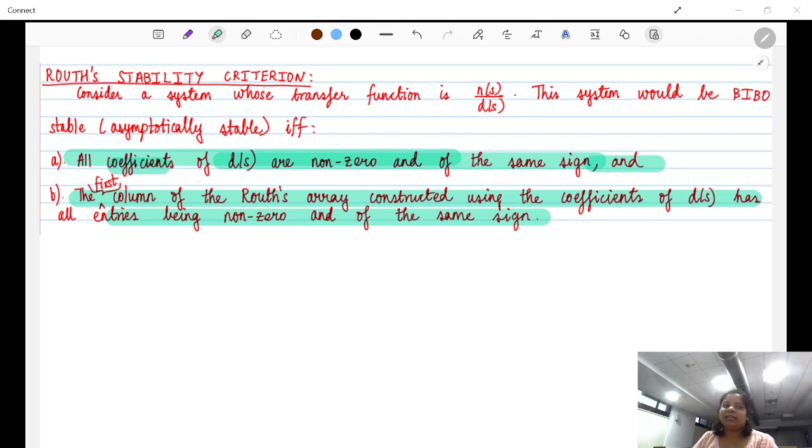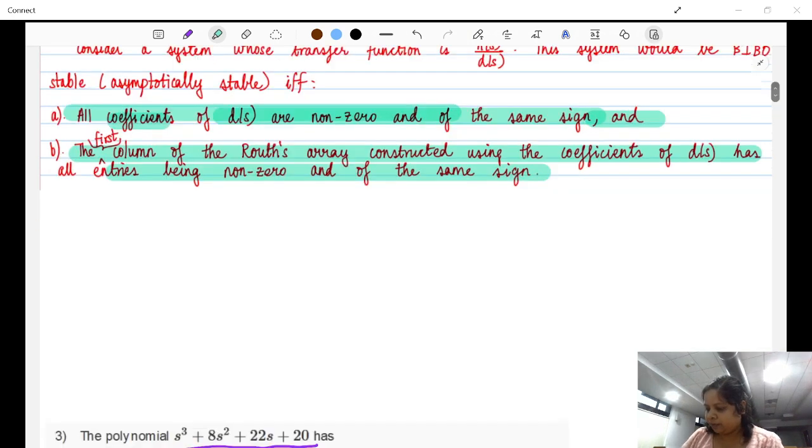All have to be of the same sign. There are cases when you get the first entry to be 0, or let's say sometimes the entire row to be 0. So that is taken as a separate case. But in general, if you do not have any term to be 0, then you just have to see that the column should have no sign change for the system to be stable, or for the poles to lie in the left of the S-plane.